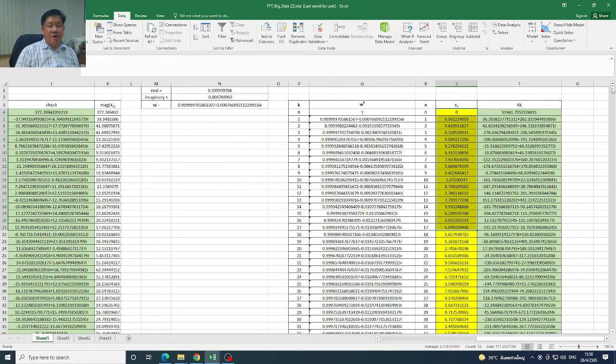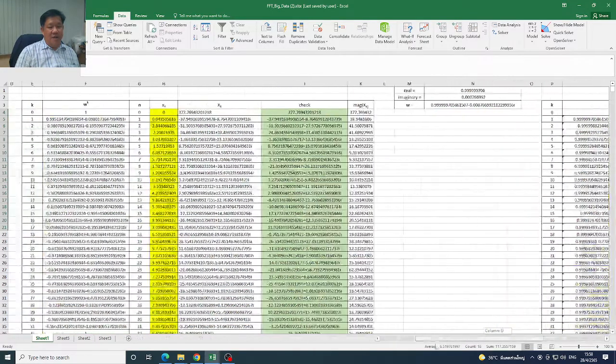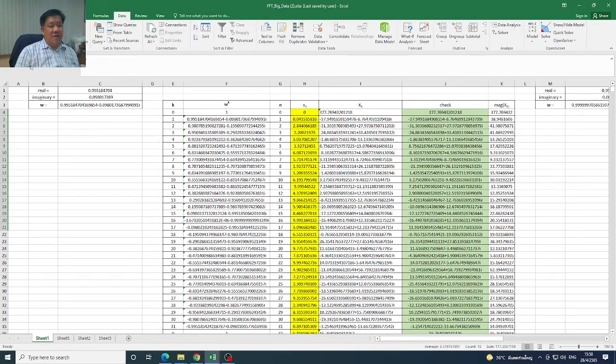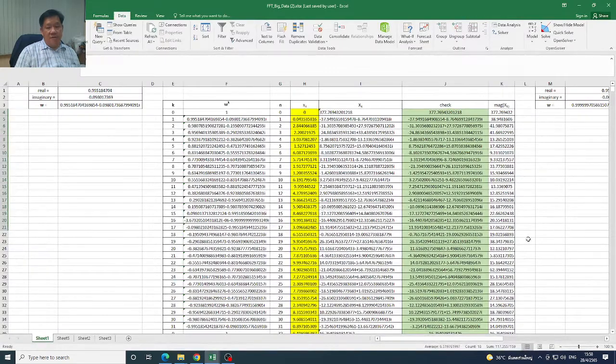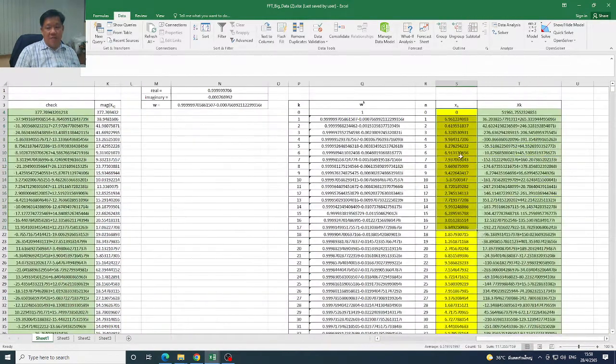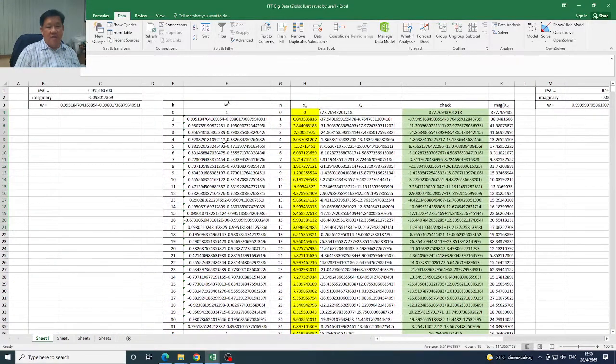How can we find this result? Why is it solvable in this case? We go back to what we did here. The solution is what you're seeing on the screen. We just apply the classical Radix-2 of Cooley and Tukey. But before we extend to the case of 8,192, we start with a small scale problem first. Remember that the large scale problem is in this data range, but we start with a small one.